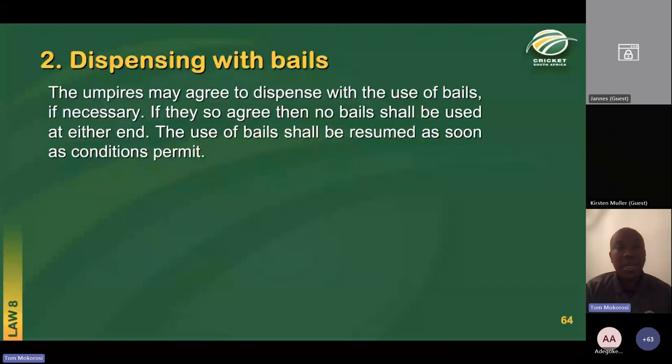So you typically have a problem at one end, one set of stumps, their bails keep dropping off. But law tells us that if we take the bails off because they keep falling off at one end, we need to take both sets of bails off both sets of stumps. Quite importantly, the use of bails shall be resumed as soon as conditions permit. So as soon as that wind dies down, then please put the bails back on, because it is more difficult for some decisions to be made when the bails are off. And we will handle those decisions later in the course when we get to the law about the wicket is put down. Okay, that's my lot for this evening.